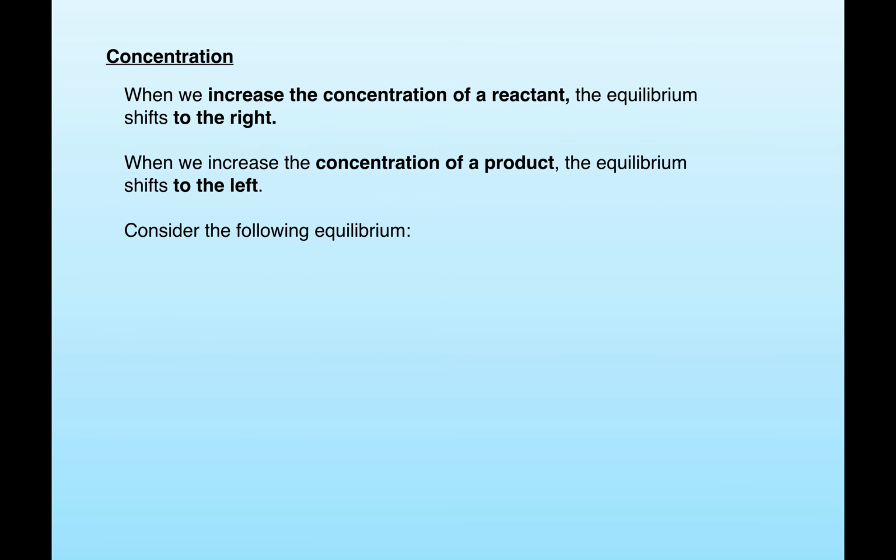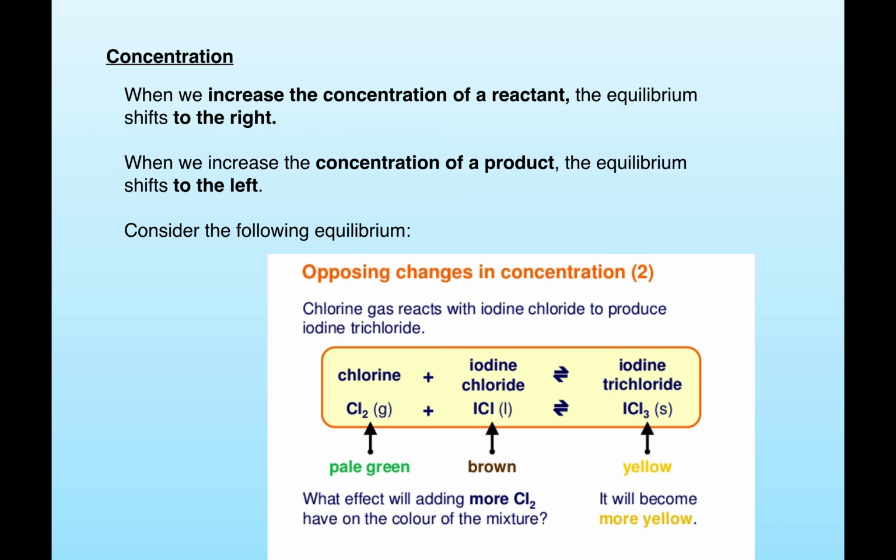Okay, so let's start with concentration. If we increase the concentration of a reactant, the equilibrium shifts to the right to produce more products. If we increase the concentration of a product, the equilibrium will shift to the left to make more reactants. So let's look at a specific example.